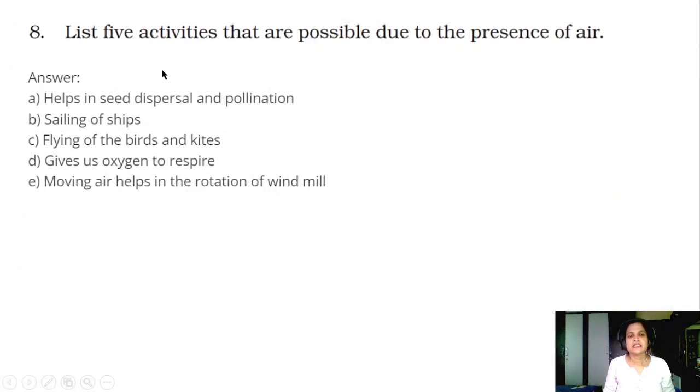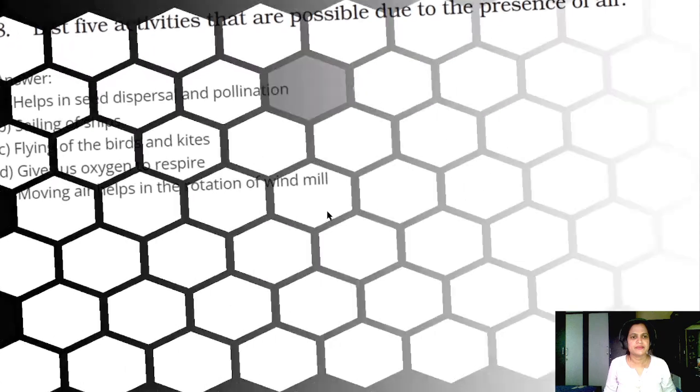Question number 8. List 5 activities that are possible due to the presence of the air. Answer. A. Helps in the seed dispersal and the pollination. B. Sailing of the ships. C. Flying of the birds and the kites. D. Gives us oxygen to respire. E. Moving air helps in rotation of the windmill.